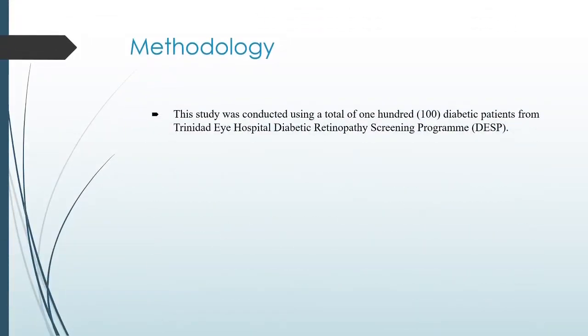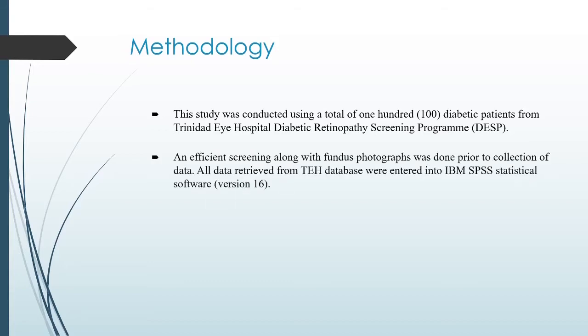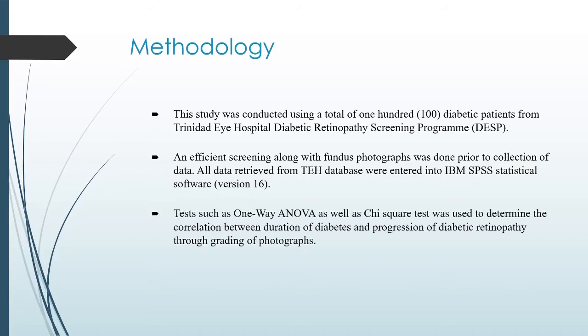The methodology used: this study was conducted using a total of 100 patients from the Trinidad Eye Hospital Diabetic Retinopathy Screening Program. An efficient screening along with fundus photos was done prior to collection of the data. All data retrieved from the Trinidad Eye Hospital database were then entered using the IBM SPSS statistical software, and tests such as the one-way ANOVA and the chi-square test were done to determine the correlation between the duration of diabetes and the progression of diabetic retinopathy through grading of the photographs taken.